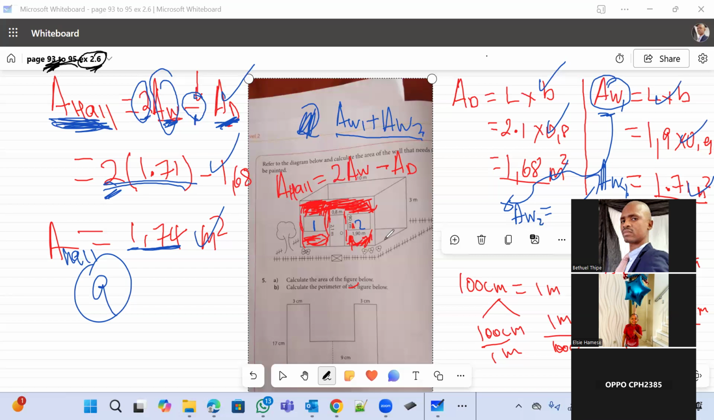Are we all the same about that? Do we all agree that our approach is true and accurate? Yes. Or do you want us to start this problem again?